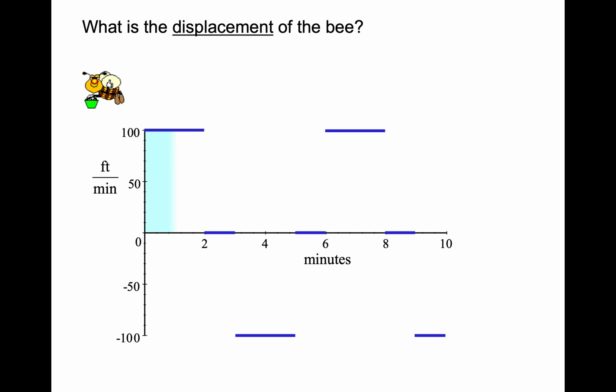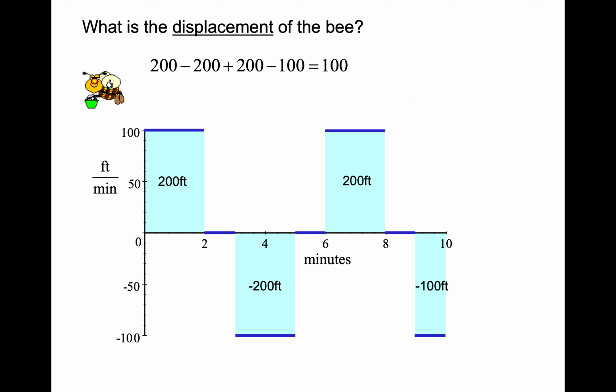So for the displacement of the bee, if he travels 200 feet, and then now we have to think of this as negative 200 feet because he's going back. So at this point right now, his displacement is 0 because he went back to where he started. Then we have a positive 200, and then he only goes part way. So then we have a net displacement of 100 feet. So he is 100 feet from the hive after 10 minutes.